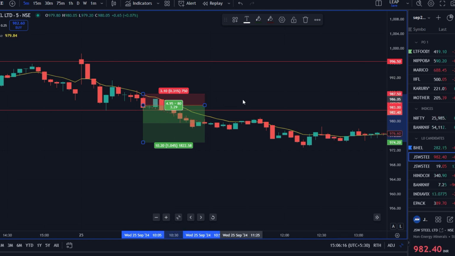It comes with practice, and of course with a good book, Steve Nison's or mine, you can refer, and you can also take trades like this, but after a lot of practice.